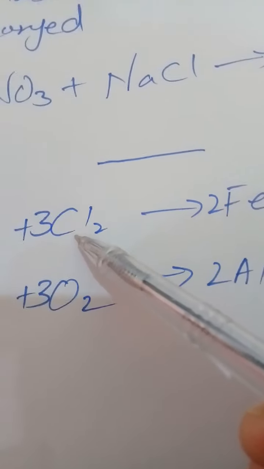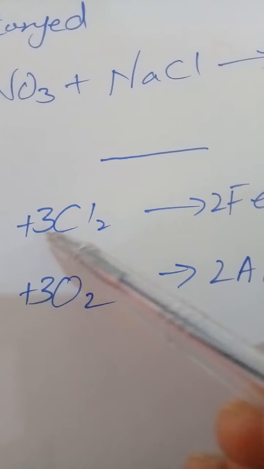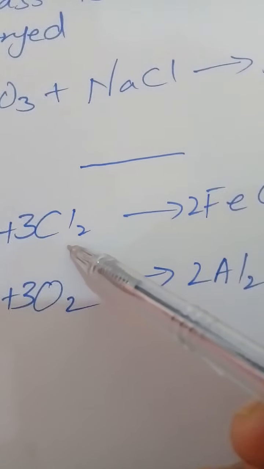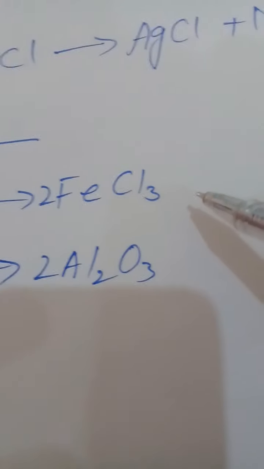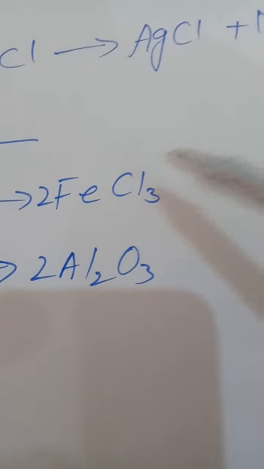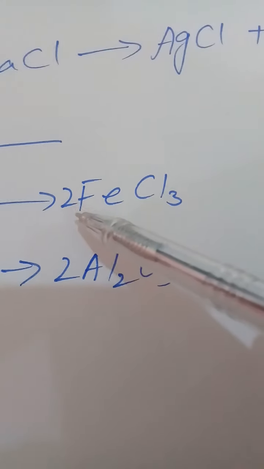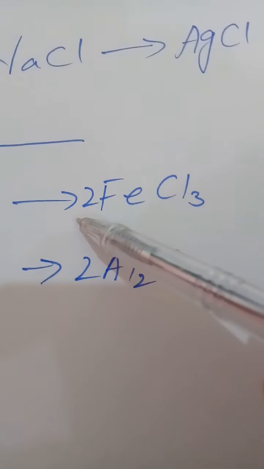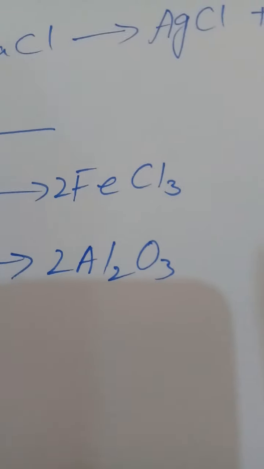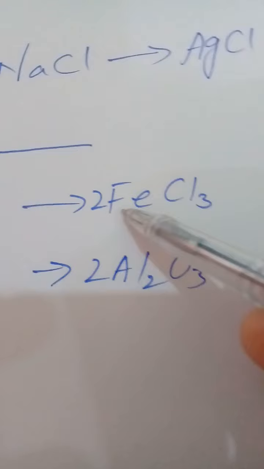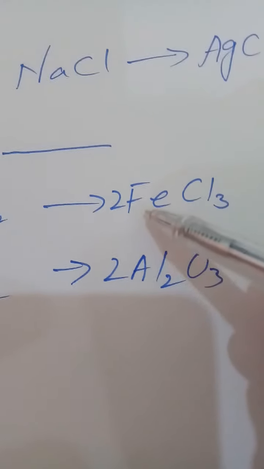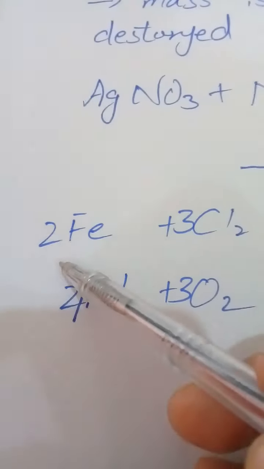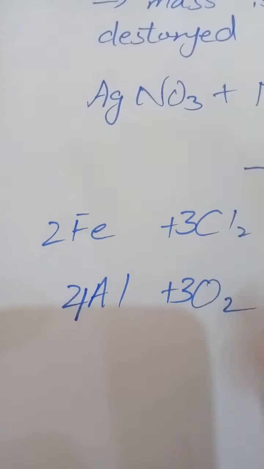On the reactant side, I have multiplied chlorine with 3, 3 times 2 is 6. There are now 6 atoms of chlorine on the reactant side. So to balance this on the product side, I have multiplied the chlorine with 2, 2 times 3 is 6. Now the chlorine atoms are also 6 on the product side, but the number of iron atoms became unbalanced. So to balance this, on the reactant side I have multiplied iron by 2.